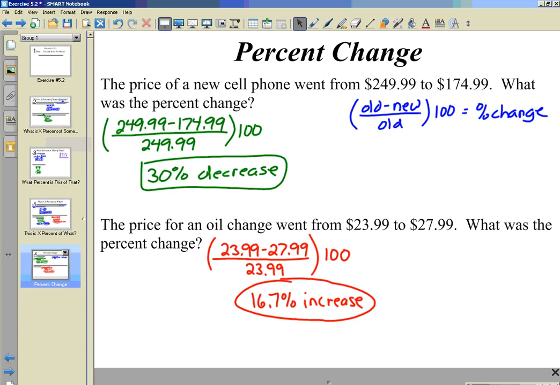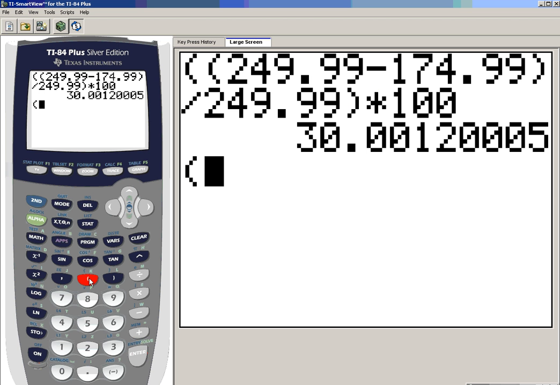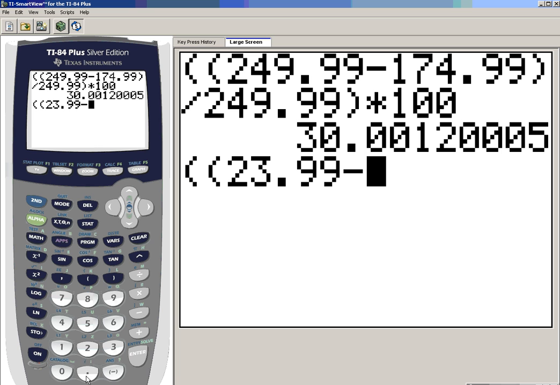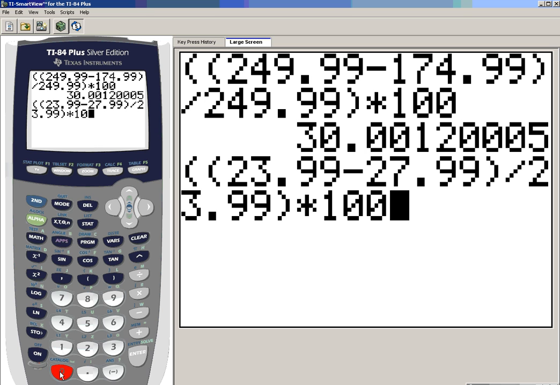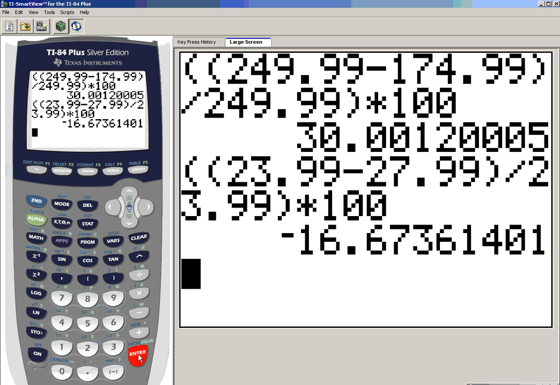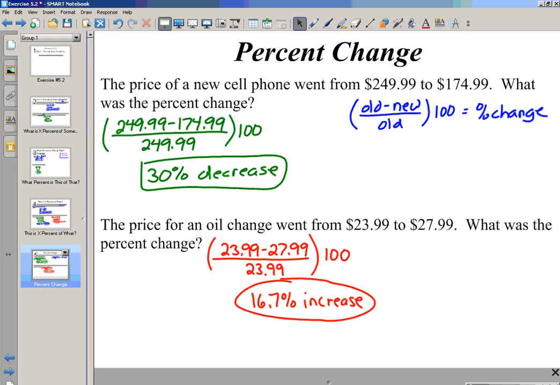Once again on the calculator, two sets of parentheses, one for the big, one for just the numerator, 23.99 minus 27.99. Close the numerator, divided by the old price of 23.99. Close the big set of parentheses, multiply that by 100 to change to a percent. Hit equals. Again, you can ignore the sign. 16.7% if we round that to one decimal position.